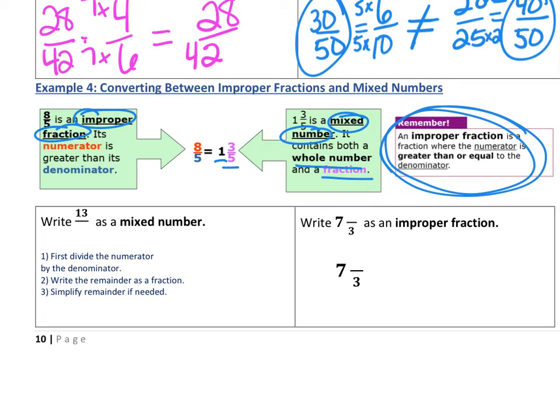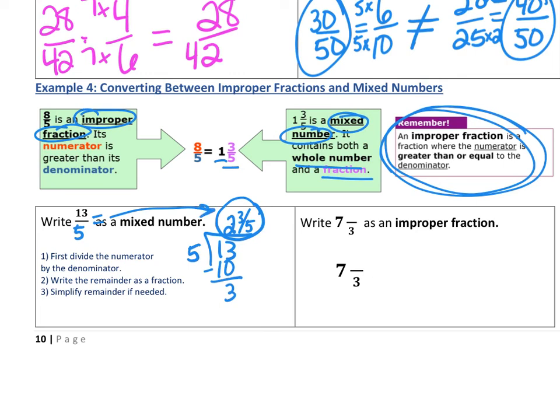Let's look at the example. Write 13/5 as a mixed number. Step 1, we're going to do division. 13 divided by 5. We're going to go 5 into 13, goes twice. Multiply, 2 times 5 is 10. Subtract, remainder is 3. And we're going to write the remainder as a fraction. The 3 becomes our numerator. We're dividing by 5, that's our denominator. I can't simplify 2 and 3/5, though that is what 13/5 would be equal to as a mixed number.